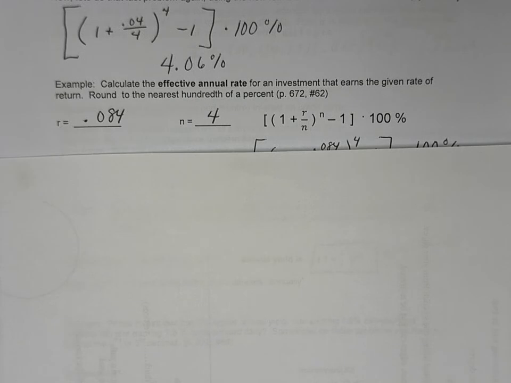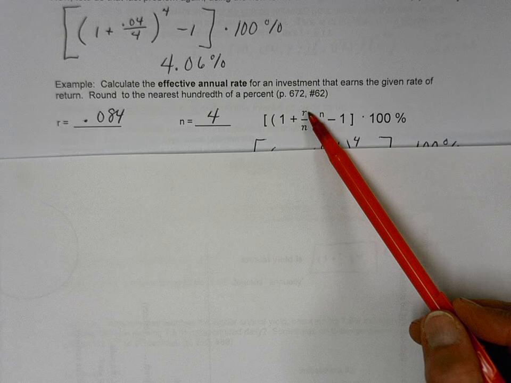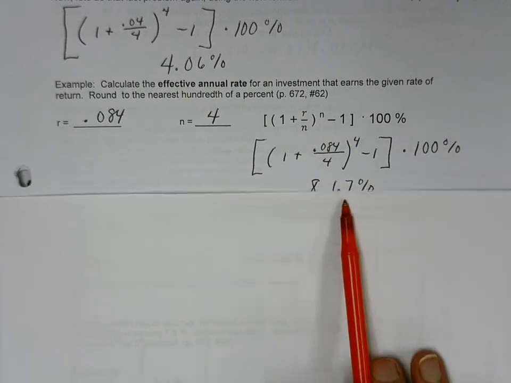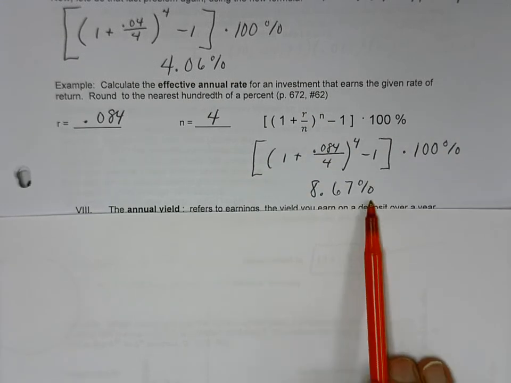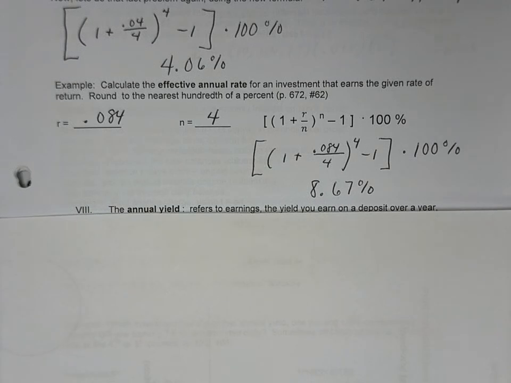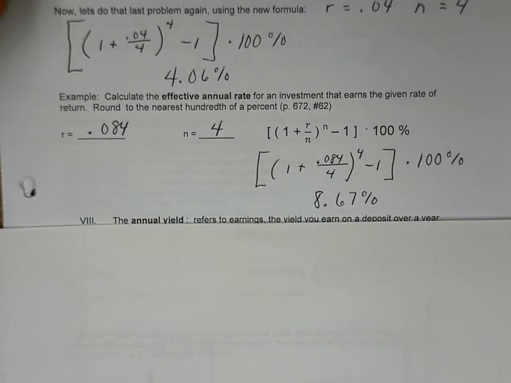Okay, you read the problem. The interest rate was given to you. We had compounded quarterly, so our N was 4. I'm plugging everything in. I've got the R value, the N value. Okay, and I'm done. 8.67%. Okay, those are pretty easy.